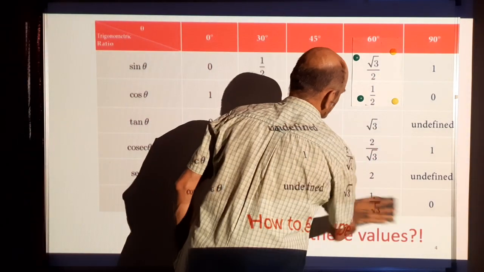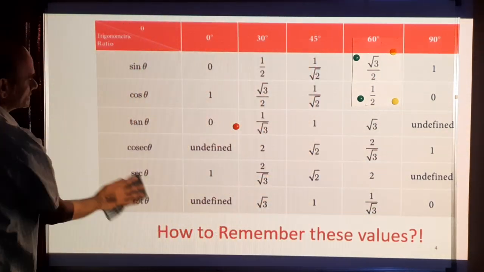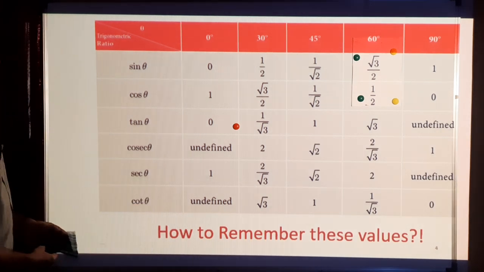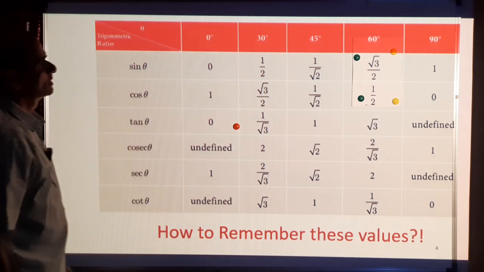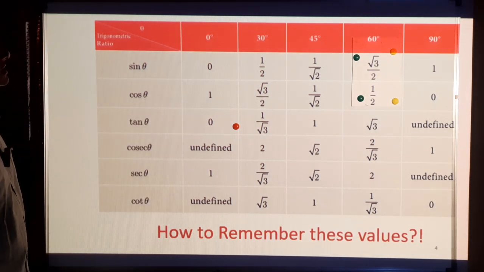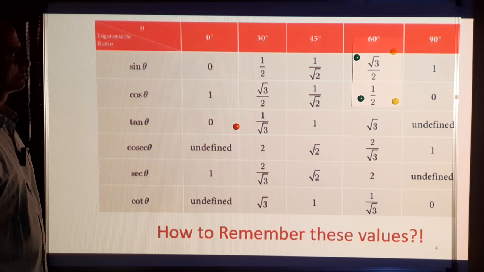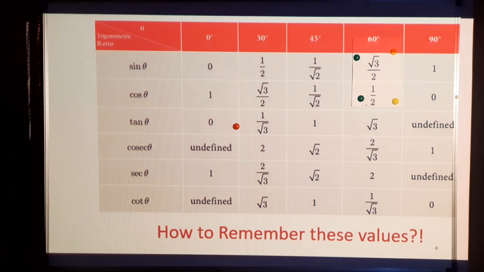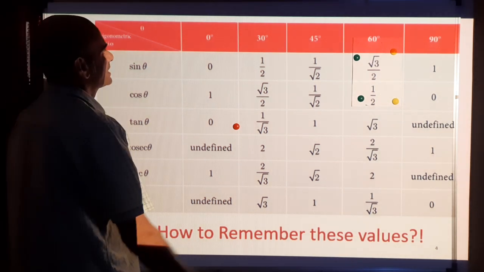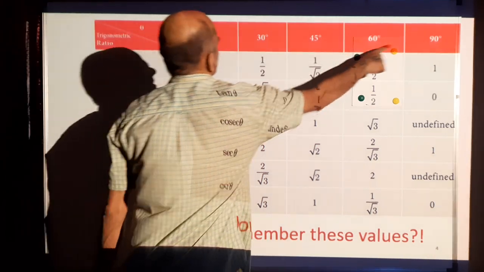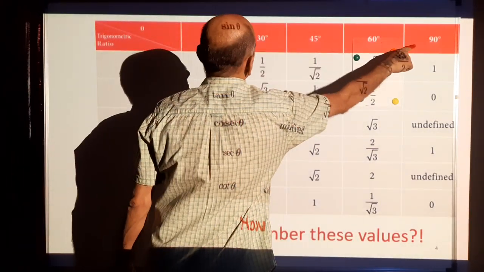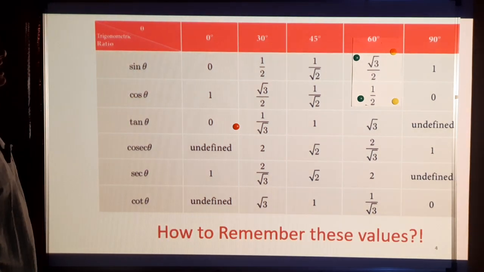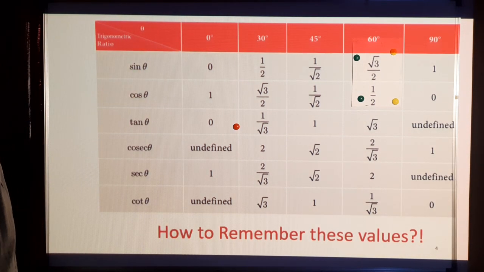So these standard values are for 30 degrees, 60 degrees, 45 degrees, 0 and 90. So these are the values. But one thing is how to remember these values. One thing we can realize is we can form a triangle with 30, 60 and 90, because 30 plus 60 is 90, plus 90 is 180. So we can have a triangle of those angles.